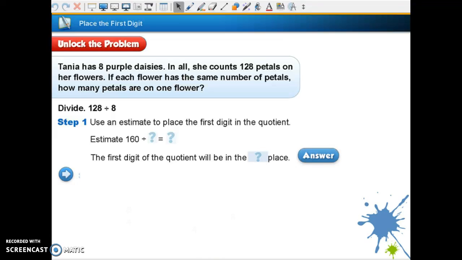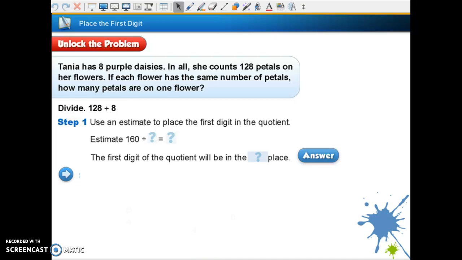Tanya has 8 purple daisies. In all, she counts 128 petals on her flowers. If each flower has the same number of petals, how many petals are on each flower? Divide 128 divided by 8. Use an estimate to place the first digit.